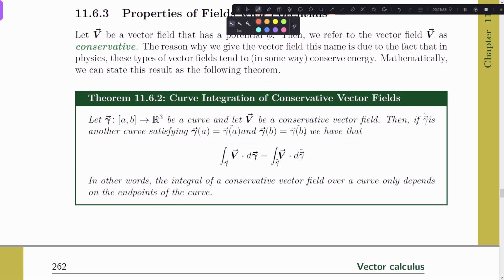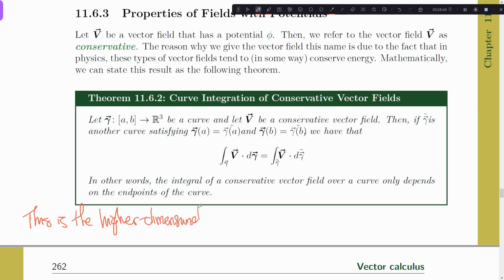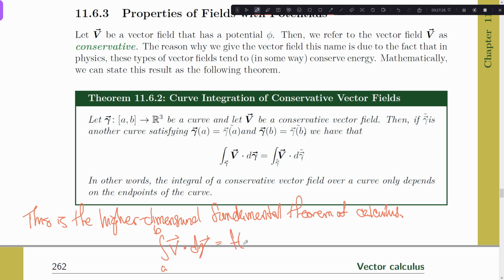So this is the higher dimensional fundamental theorem of calculus. It says that the integral from a to b of a vector field, if it's conservative, d gamma, where gamma starts and ends at the points a and b, equals the potential evaluated at the ending point minus the potential evaluated at the starting point.